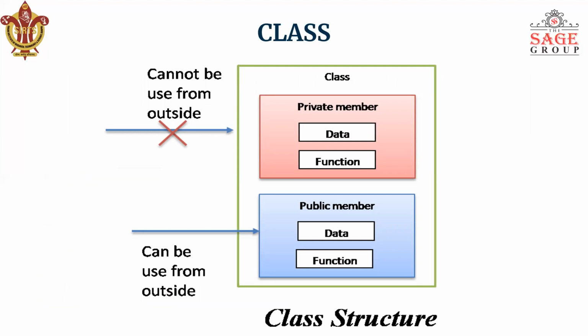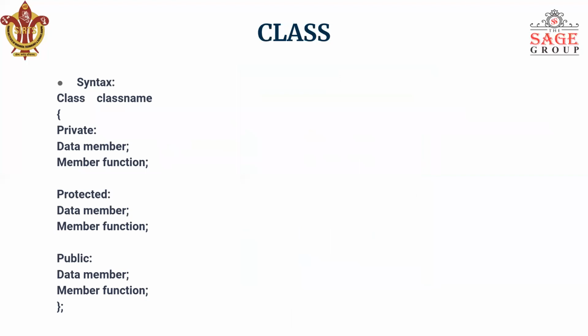Now, there is some limitation in the class: you cannot access the private data members and member functions of a class, but the public data members can be accessed outside the class. Means there is some restriction in the classes.